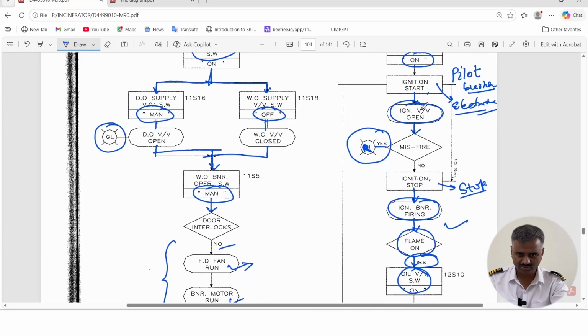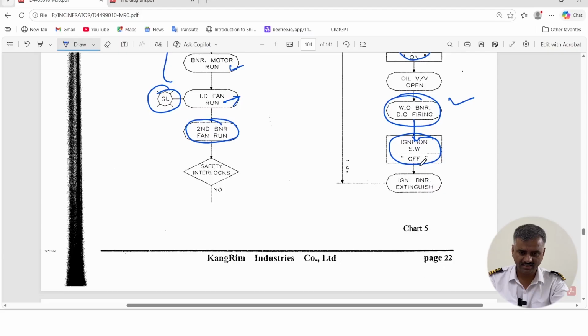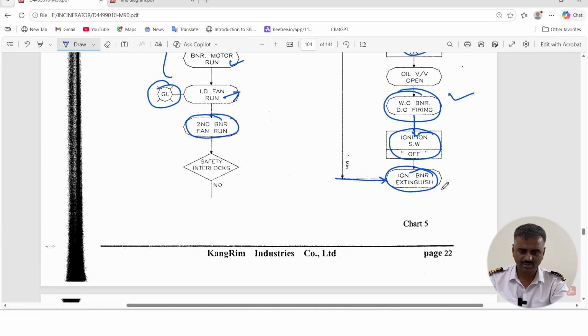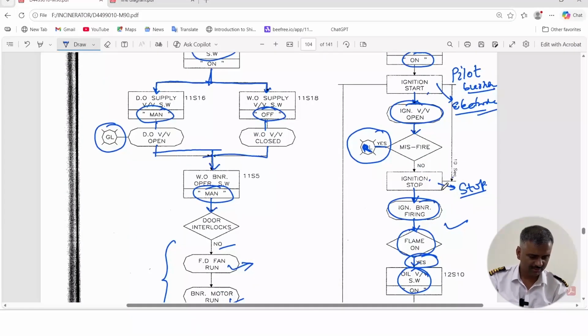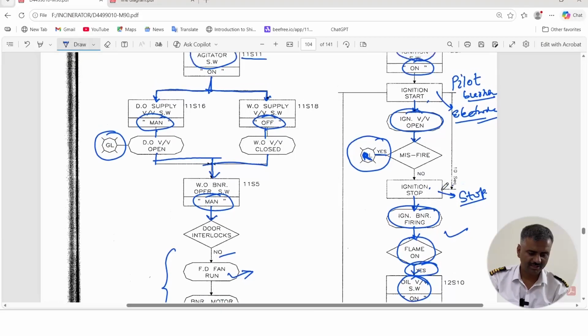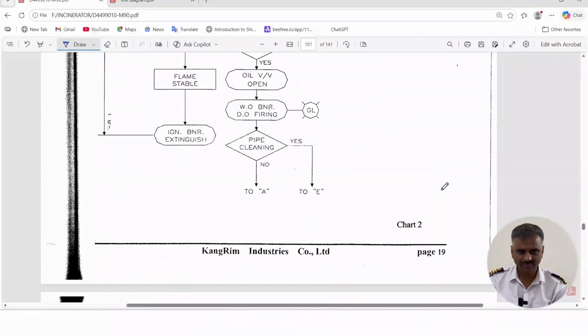Here the ignition switch, which was on, will become off, and then the ignition burner will extinguish. The ignition burner will extinguish after 1 minute, and the waste oil burner will keep on firing on diesel oil. So that is the sequence for the starting part.